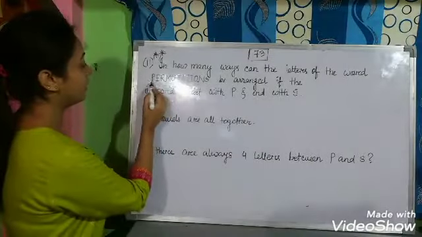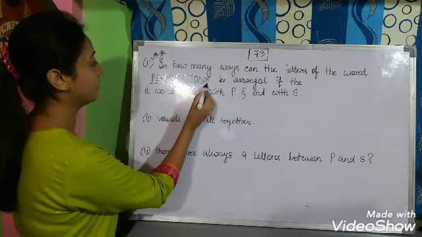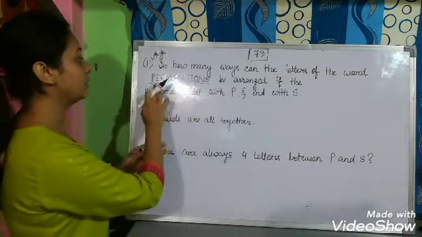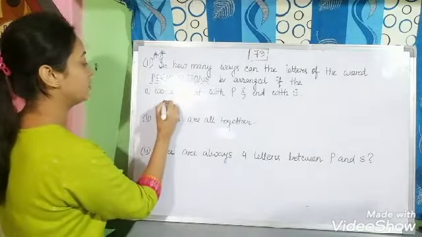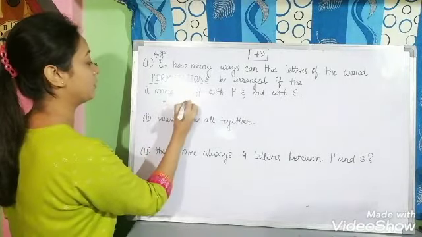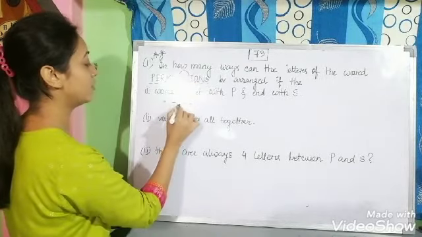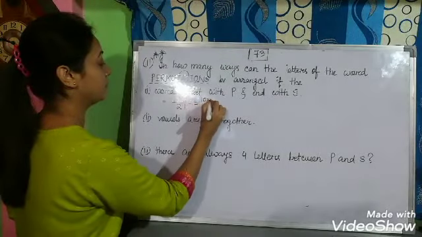Total how many letters are there? 1, 2, 3, 4, 5, 6, 7, 8, 9, 10, 11, 12. If P and S are fixed, that means the arrangement will be done among the remaining 10 letters. So the number of permutations is equal to 10 factorial divided by 2 factorial. Why 2 factorial? Because T is occurring 2 times here. Okay, so calculate it.